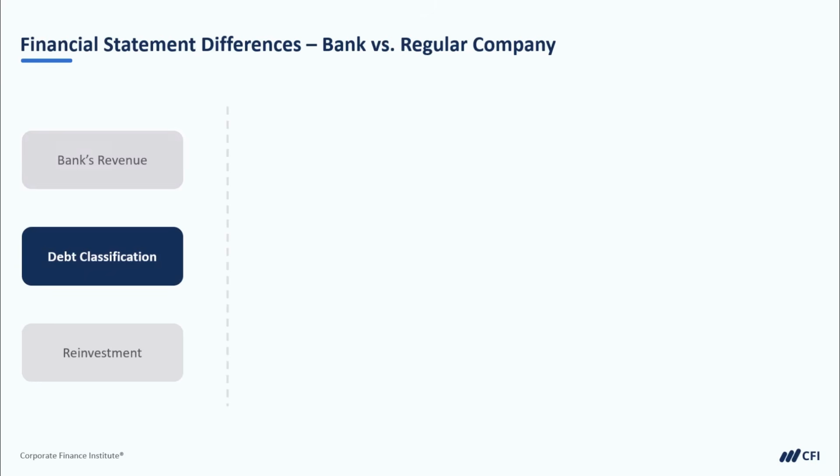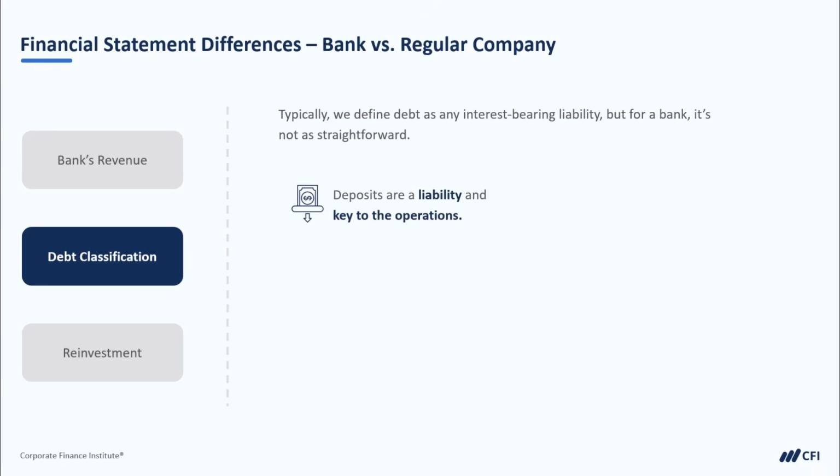Okay, so debt can actually be difficult to define at a bank, whereas it's usually fairly easy at a regular company. At a regular company, we typically define debt as any interest-bearing liability. But for a bank, it's not that straightforward. So for example, customer deposits. It's a liability from the bank's perspective and is key to the operations of a bank. However, banks may pay interest to many deposit accounts. In that case, it's an interest-bearing liability.